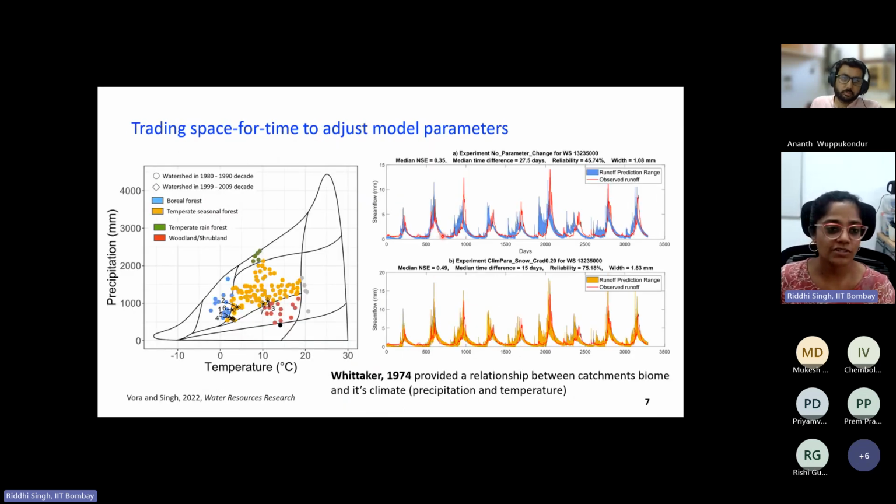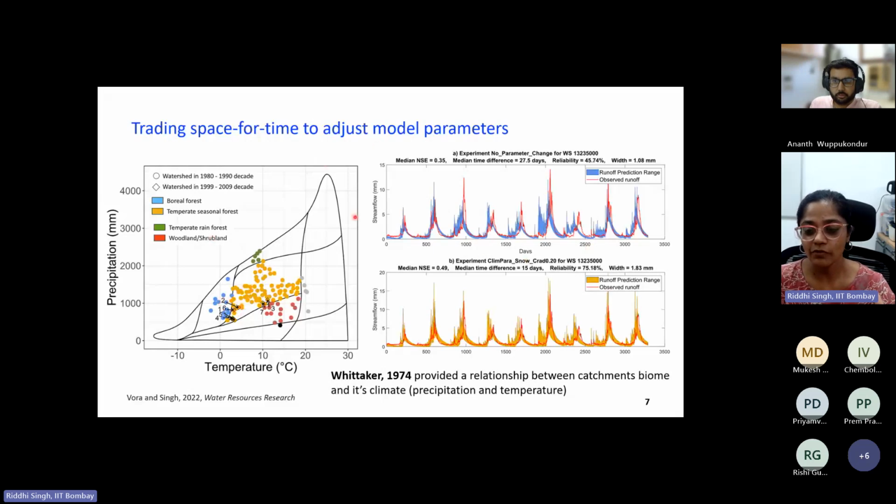And we use this information, without going into a lot of details, to do what we call trading space for time. Once a catchment moves into a new biome, you can borrow the parameters of that biome based on certain regionalization approaches. Regionalization has a long history in hydrology, but this is one of the first times that we were using spatially regionalized information to think about what will happen when the catchment moves in time. And we tested it with some catchments where 40 years of data is available.